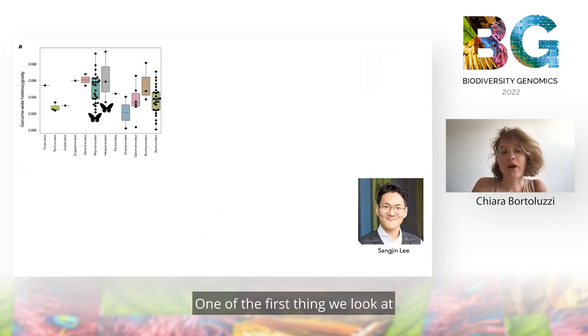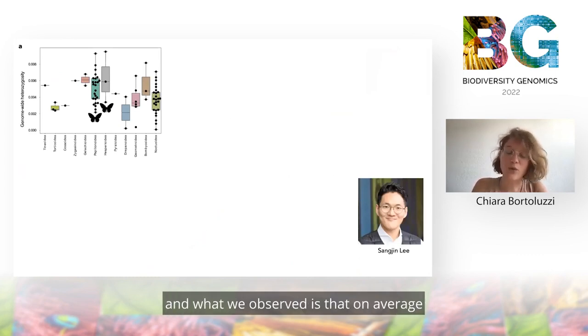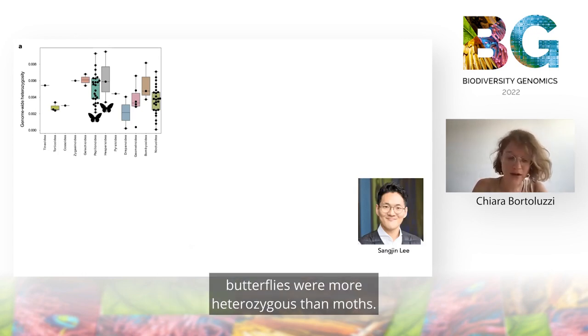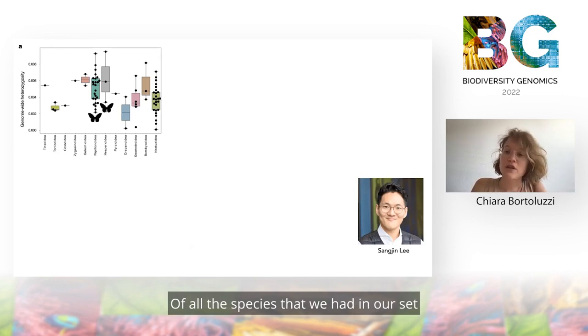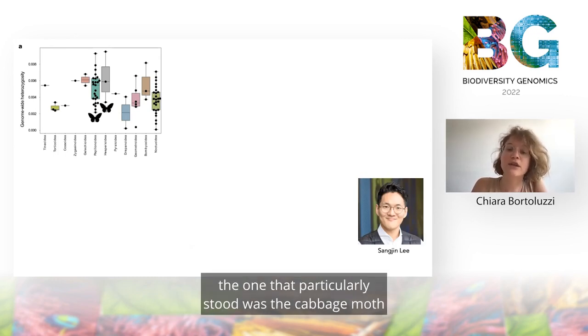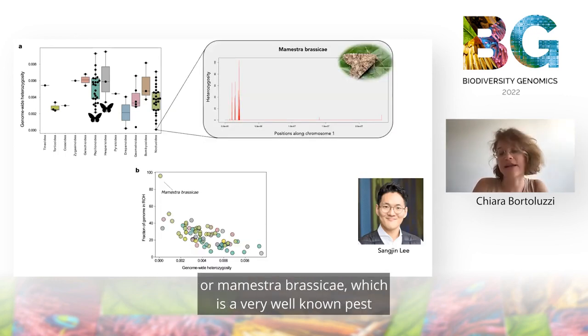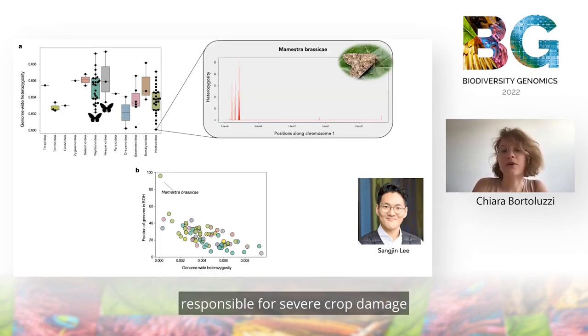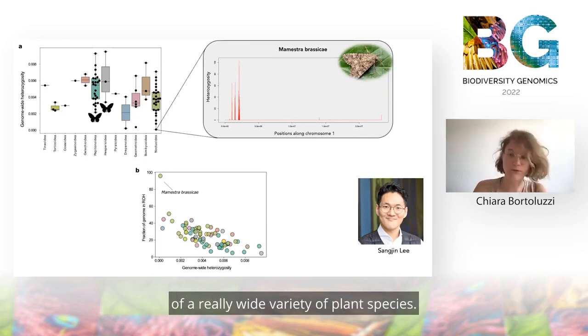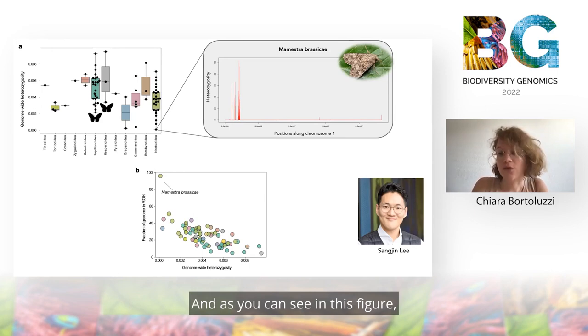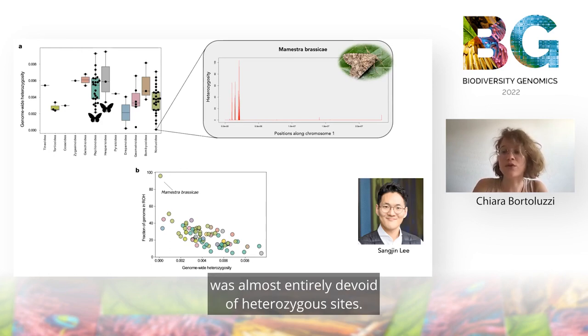One of the first things we looked at was the genome-wide heterozygosity, and what we observe is that on average, butterflies were more heterozygous than moths. Of all the species that we had in our set, the one that particularly stood out was the cabbage moth, or Mamestra brassicae, which is a very well-known pest responsible for severe crop damage of a really wide variety of plant species. And as you can see in this figure, which represents chromosome 1, the genome of this species was almost entirely devoid of heterozygous sites.